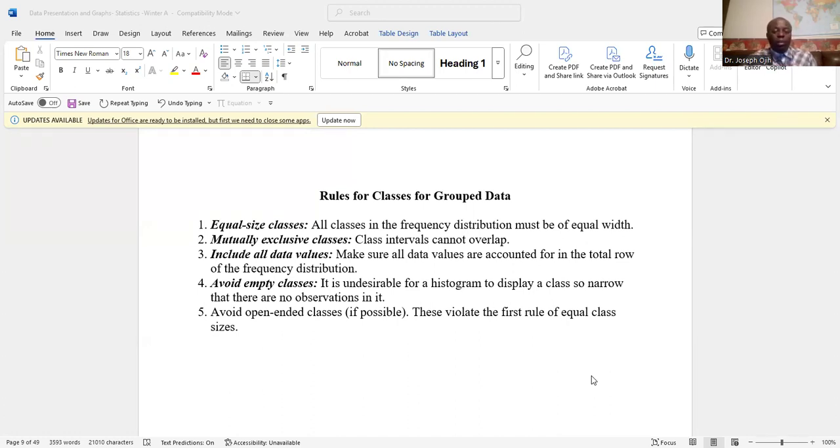Include all the data values. Make sure that they are accounted for in total. Avoid empty classes. I mean, classes that don't have any frequency. Try as much as possible to avoid them.